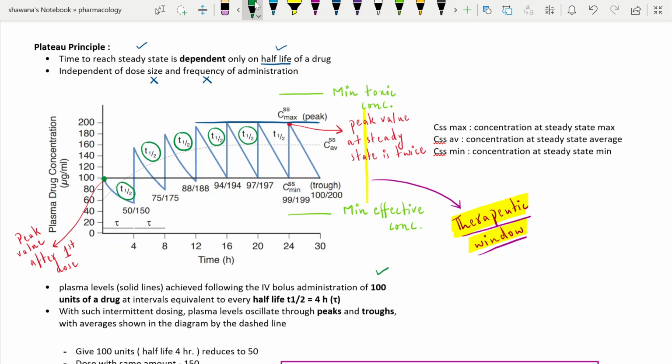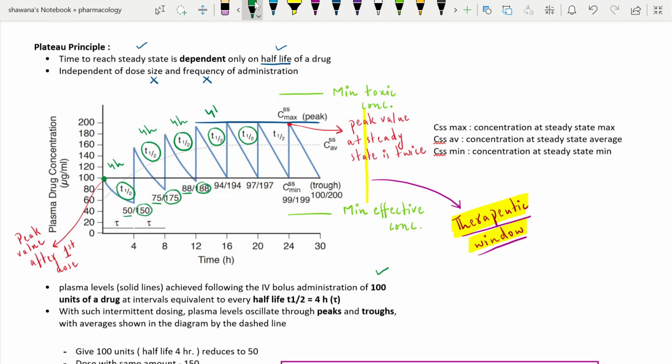route of administration. For example, this drug has a half-life of 4 hours. Okay, after 4 hours, 100 is reduced to 50. Then we again administer the same amount, and we have 150 there. Then after 4 hours, the amount of the drug is reduced to 75. Then we again administer the same amount, and we achieve 175. Okay. Then after 4 hours, this is the third half-life, and it is reduced to 88, and we administer the same amount, and we achieve 188.